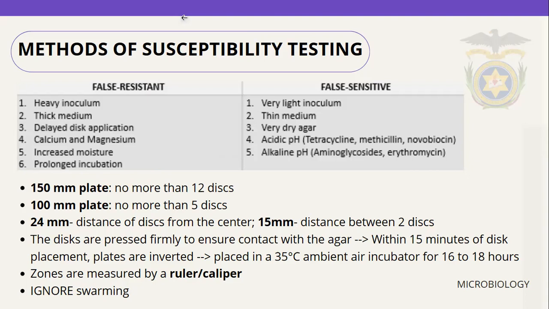So I have added there some notes. Guys, please take note that a 150 plate is used for no more than 12 discs, and our 100 plate is no more than 5 discs. Also take note that 24 is the distance of the disc from the center, and 50 is the distance between the two antibiotic discs. The discs are pressed firmly to ensure contact with the agar, and within 15 minutes of application, plates are inverted and placed in a 35 degrees Celsius ambient air incubator for 16 to 18 hours.